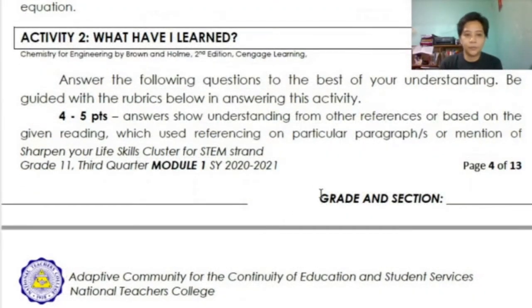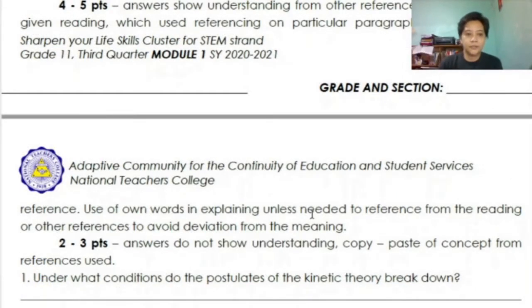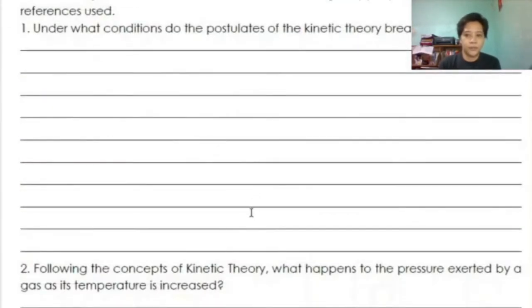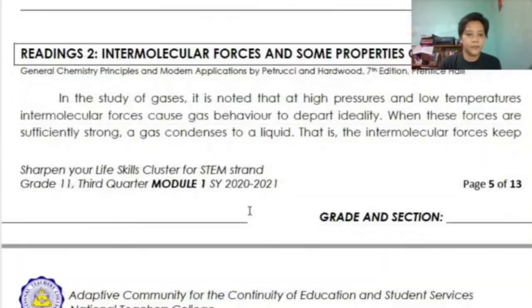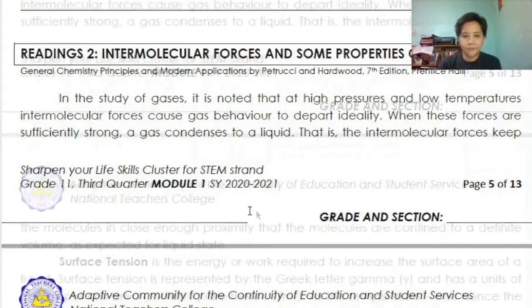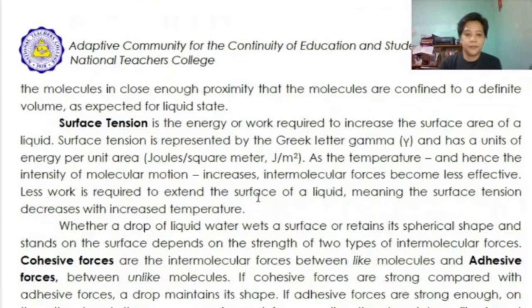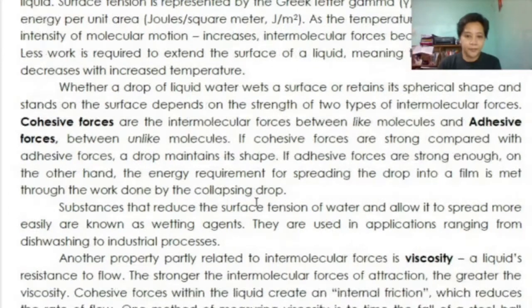So, activity 2 is what have I learned? So, you need to read and understand the selection. The question is 5 points each. So, please read the rubrics given for you to get the highest possible score. So, activity 2 is 10 points. For readings 2, it is about intermolecular forces and some properties of liquids. After this reading is your experiment.